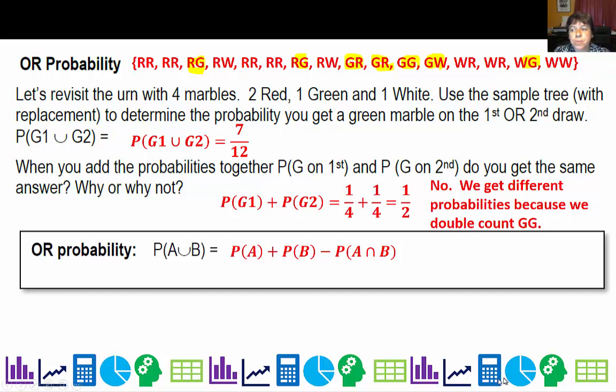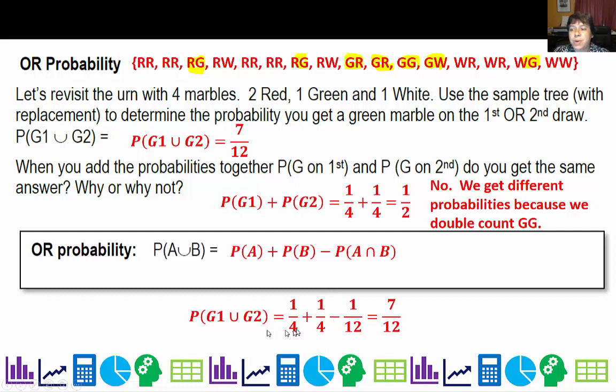So the "or" probability rule, or the formula, and you'll see this on your math chart: probability of A or B is equal to the probability of A plus the probability of B minus the probability that they occur at the same time, A and B. So how does that work out in our example? Probability of green on the first marble or on the second is equal to the probability of green on the first, which is 1/4, plus the probability of green on the second marble, also 1/4 because we're putting the marbles back.